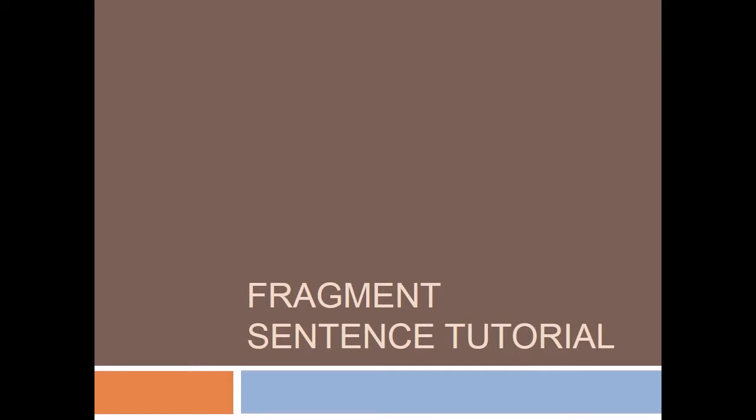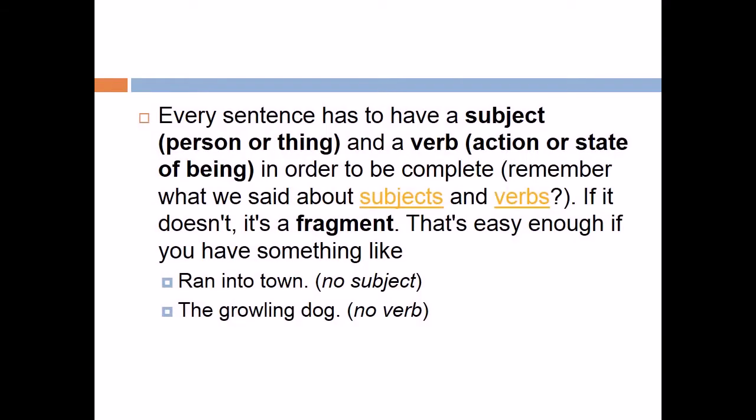Fragment sentence tutorial. Every sentence has to have a subject, person or thing, and a verb, action or state of being, in order to be complete. Remember what we said about subjects and verbs. If it doesn't, it's a fragment. That's easy enough if you have something like "ran into town," no subject, or "the growling dog," no verb.